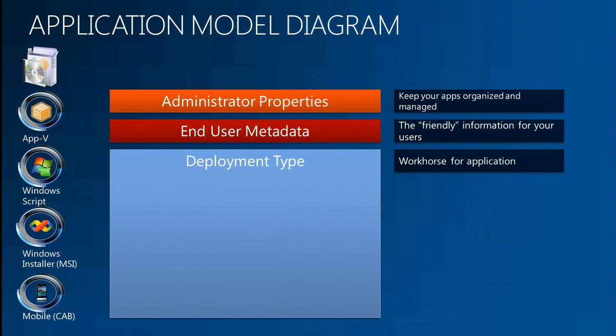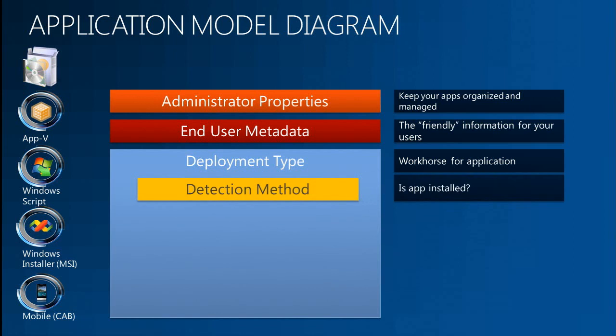But applications, as a high-level umbrella object, really become effective when you assign deployment types to them. Deployment types are essentially the workhorse for the application. They contain this very important concept, which isn't actually new to Configuration Manager 2012, we just never surfaced it before. And what I mean is a detection method, which is some type of property that enables a system to determine whether or not software is on the system.